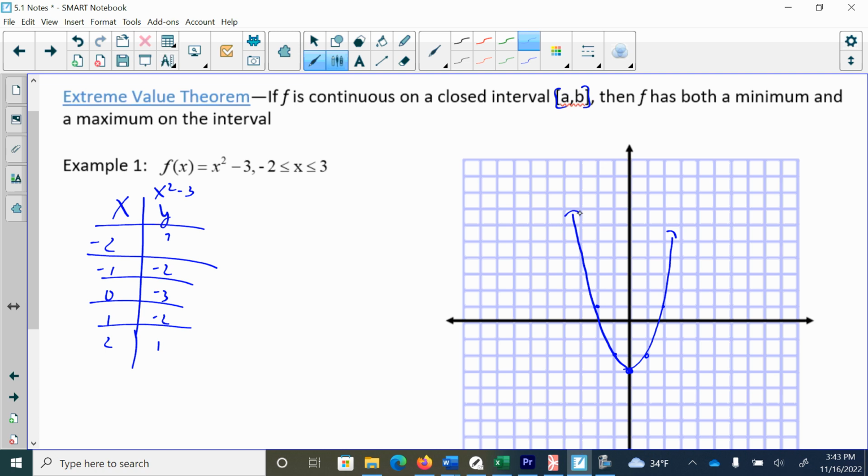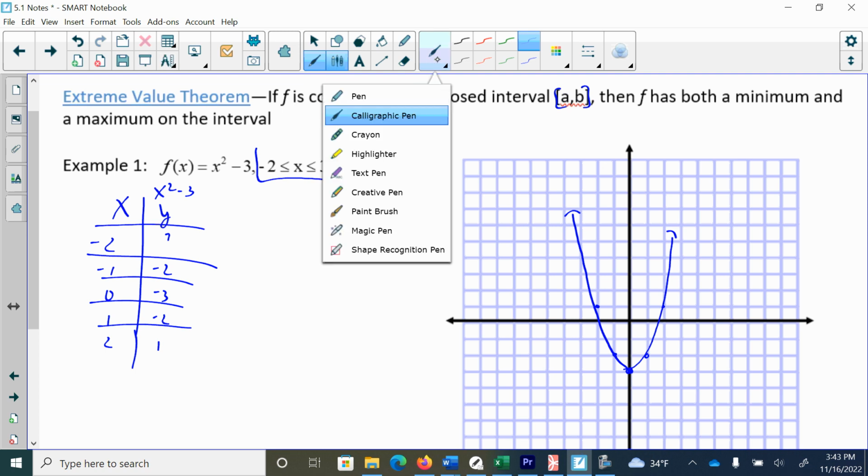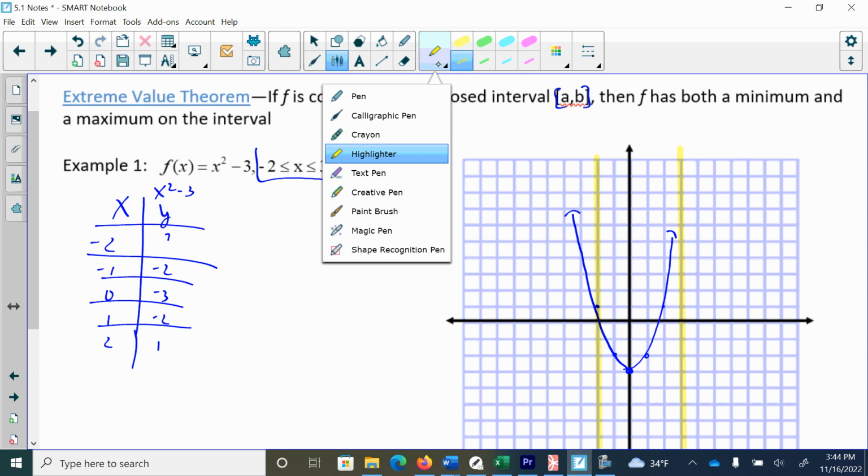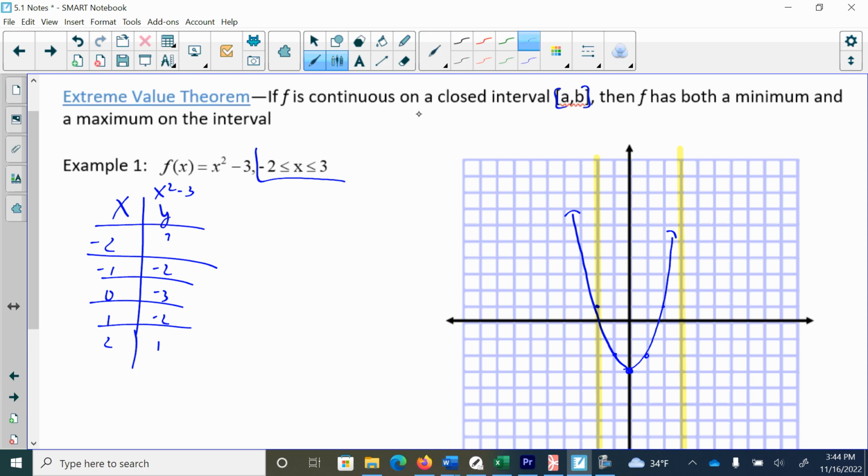Now this is on the closed interval, and the interval they're giving me is from -2 to +3. So -2 is right here, and +3 is right here. Since it's going to 3, let's do ourselves a favor and go ahead and find 3. So 3 squared is 9, 9 minus 3 is 6. So that graph is going to go up to that point there. So now I have that graph.